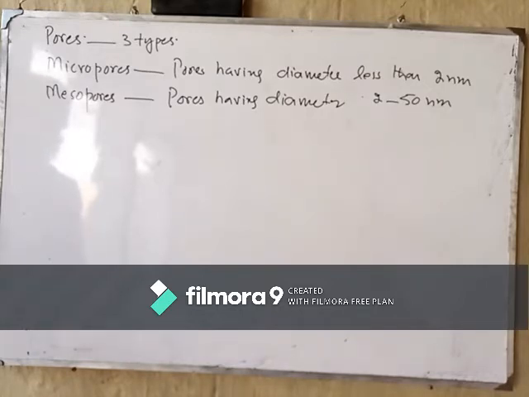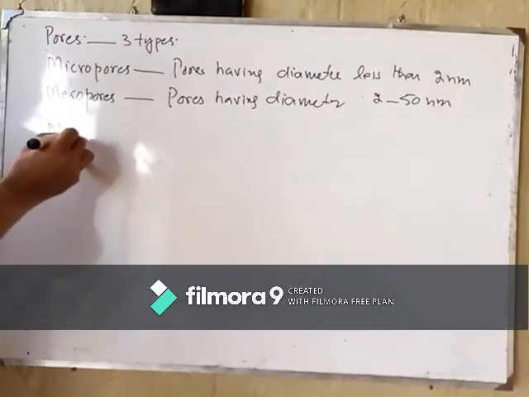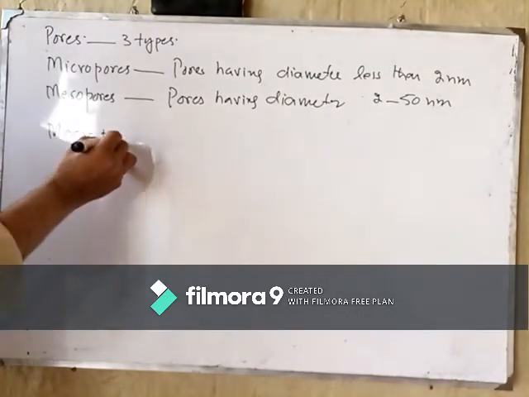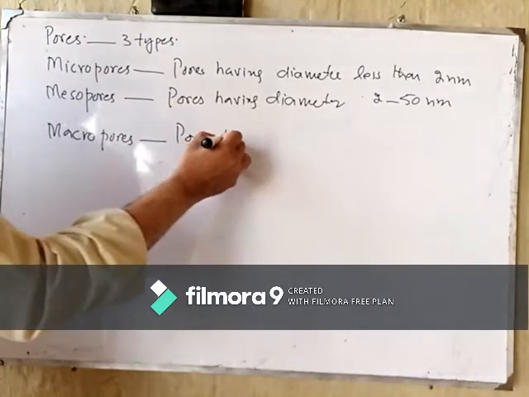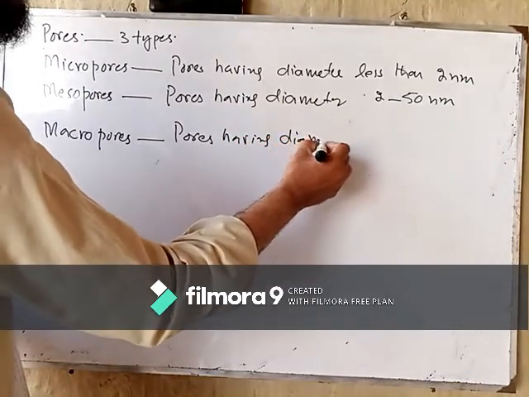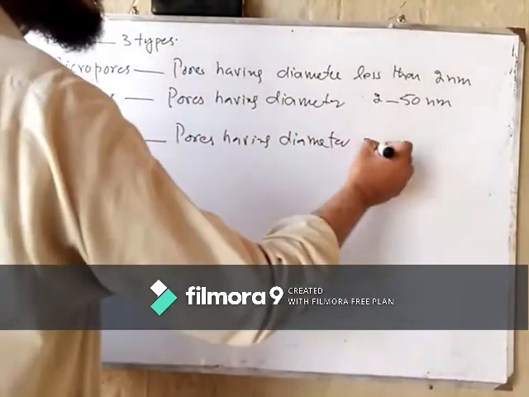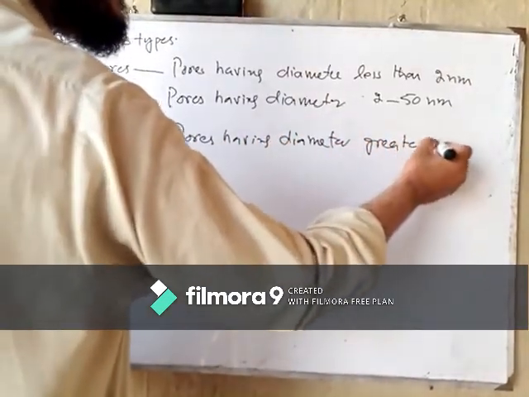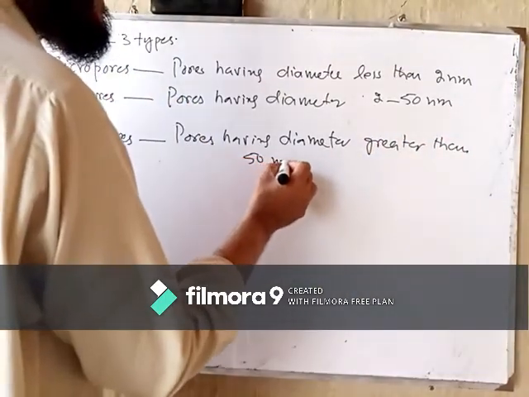And the third one is the macropores. These are the pores having diameter greater than 50 nanometer.